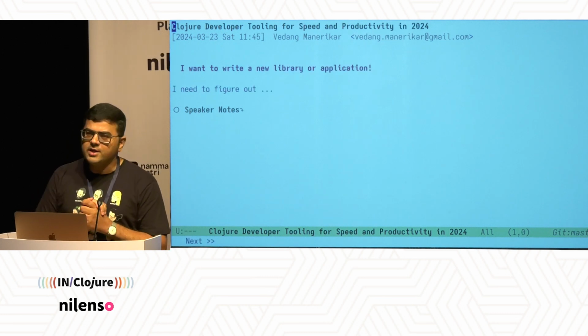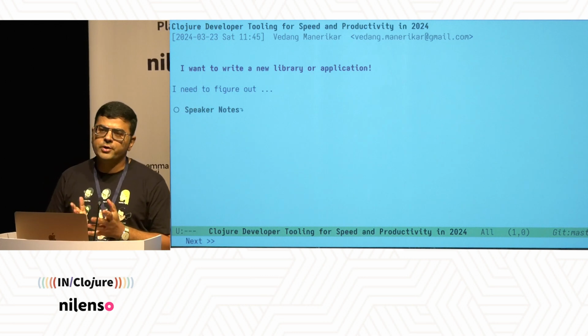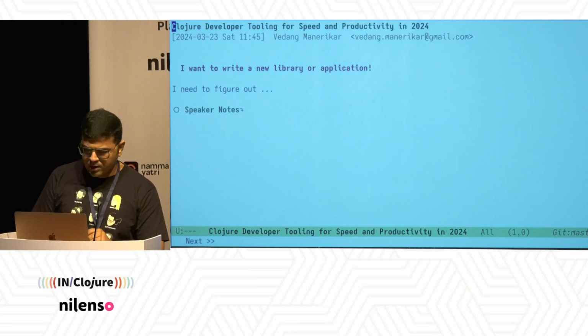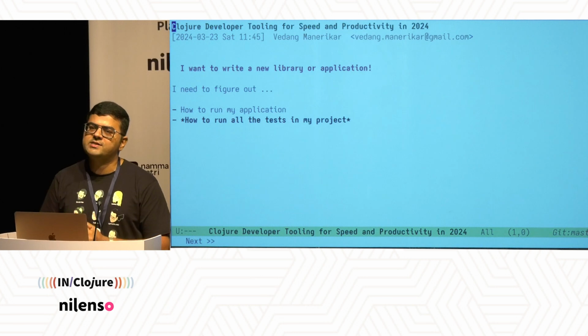So let's start from the very beginning. I want to write a new library or application. The way to do that in Clojure world today is using deps.edn. So what are all the things that you need to figure out? I need to figure out how to run my application. I need to figure out how to run all the tests in my project.